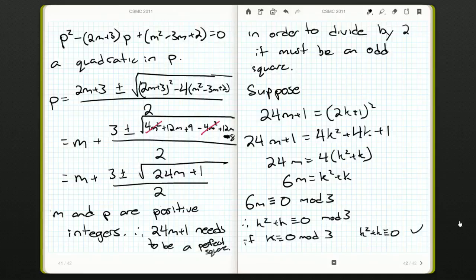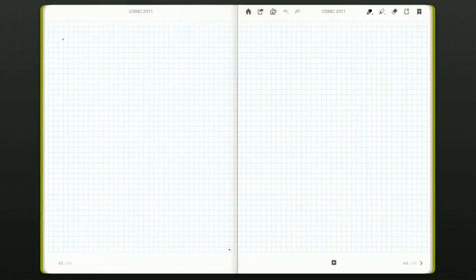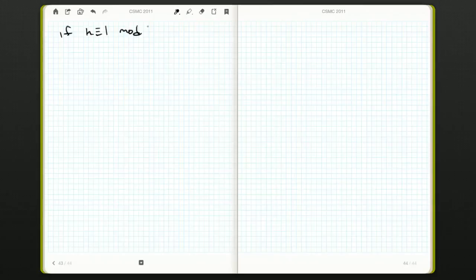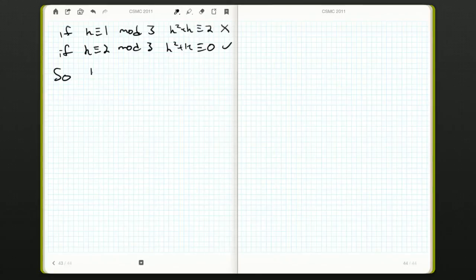So if k is congruent to 0 mod 3, then k squared plus k is congruent to 0 mod 3. If k is congruent to 1 mod 3, k squared plus k is congruent to 2. If k is congruent to 2 mod 3, then k squared plus k is, that's 1 plus 2, so that's going to be congruent to 0. So k cannot be in the form 3t plus 1, but it could be in the form of anything else.